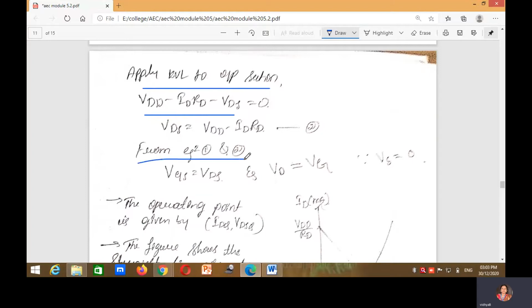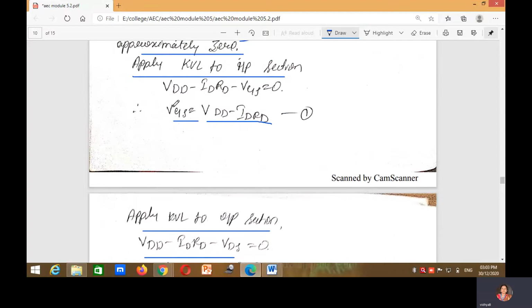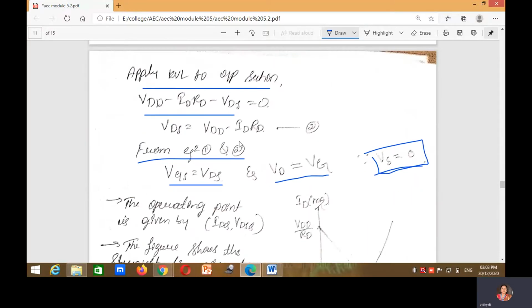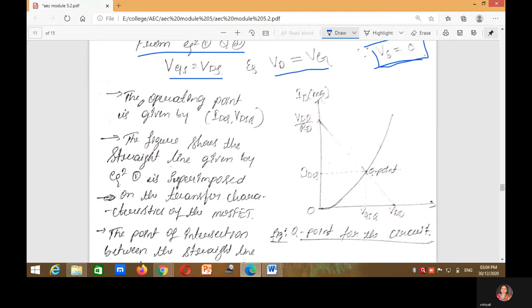From equations 1 and 2, we can say that VGS is equal to VDS, and VD is equal to VG when VS is equal to 0. Therefore, we can say that VGS is equal to VDD minus IDRD, and VDS is equal to VDD minus IDRD. Or we can say that VD is equal to VG. The operating point is given by IDQ and VDSQ.